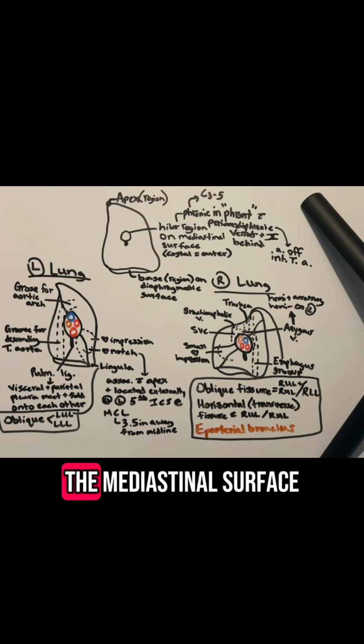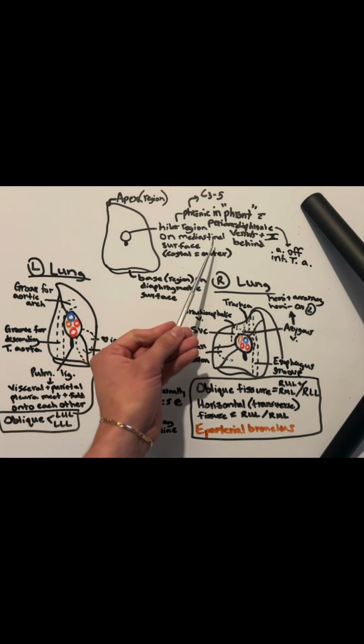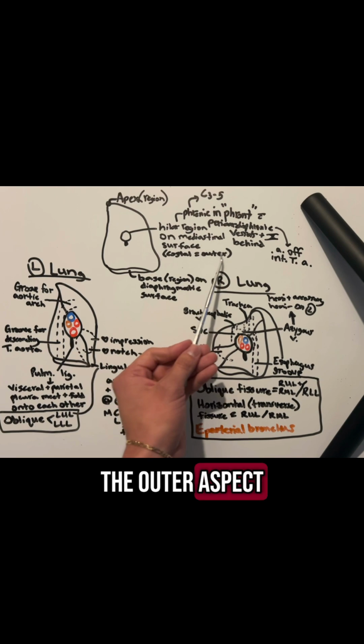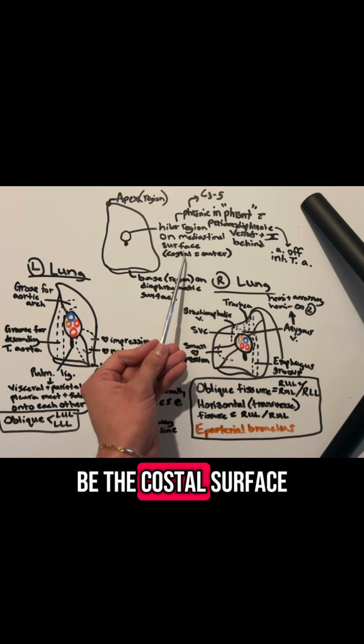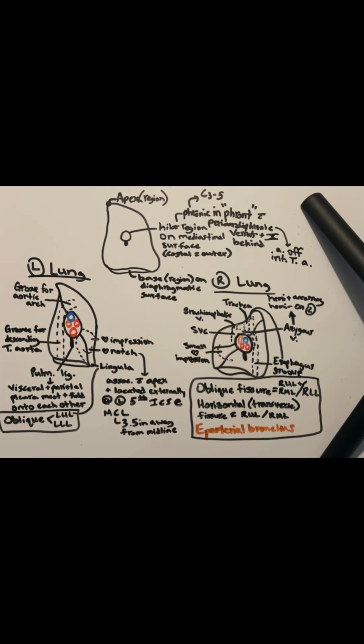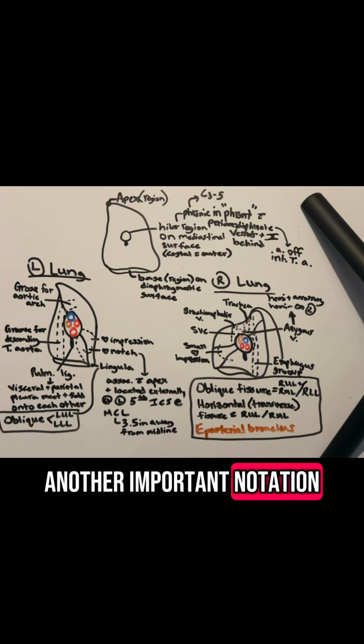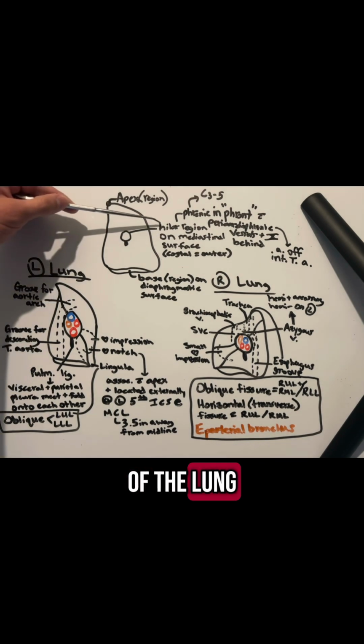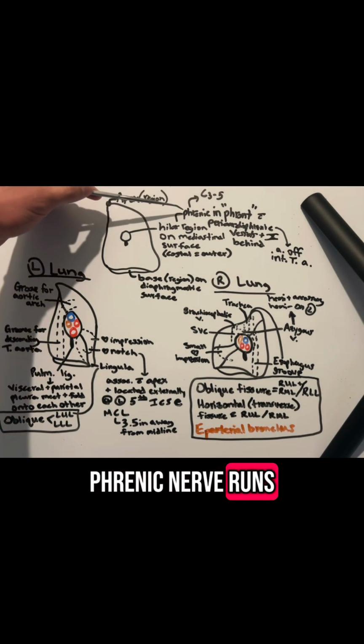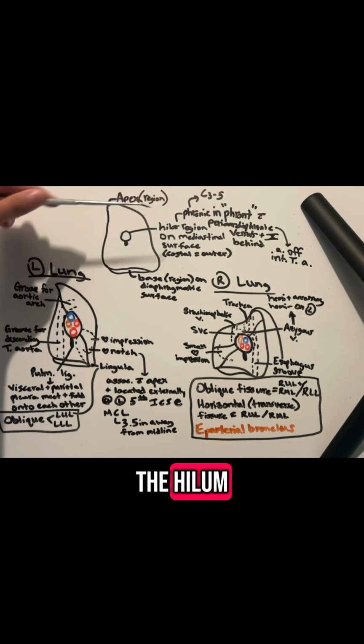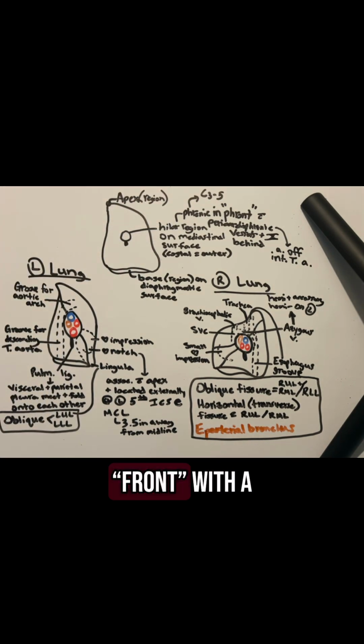The opposite of the mediastinal surface would be on the outer aspect of the lung, and that would be the costal surface. Another important notation about the hilum of the lung is that the phrenic nerve runs in front of the hilum. So I spelled front with a PH on here so that we can remember that in front of the hilum runs the phrenic nerve.